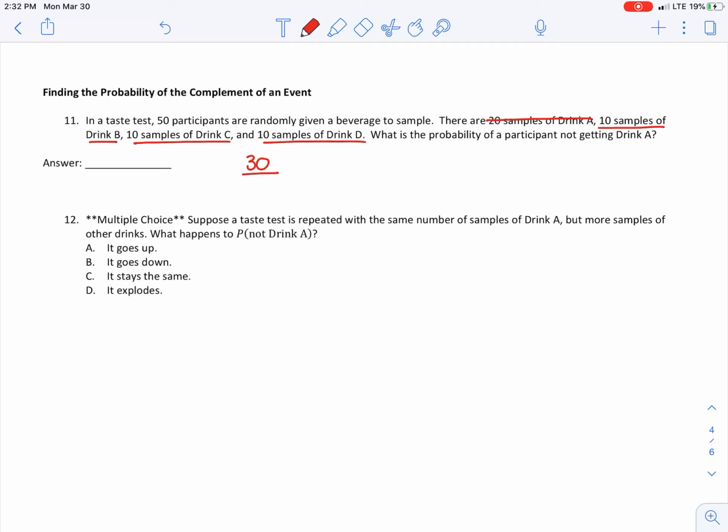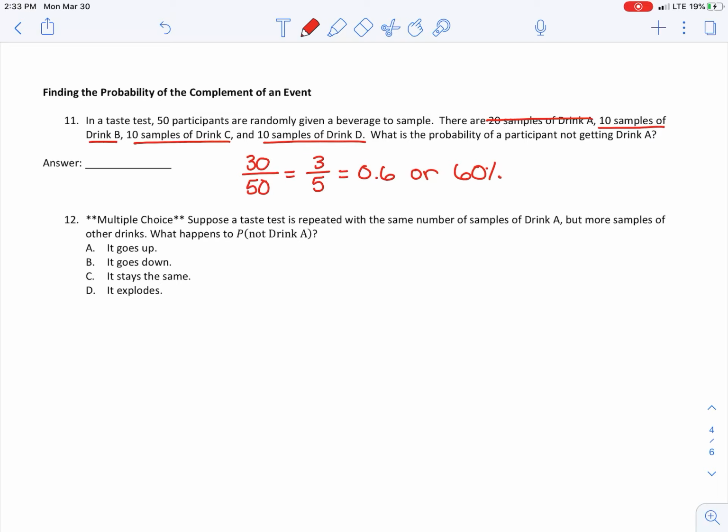So we're taking 30 and we're going to divide that by the number of total drinks. So we have a total of 50. Okay, so if I want to know this probability, this is definitely not in simplified form. So 30 over 50 reduces to 3 over 5, which also equals 0.6 or 60%.